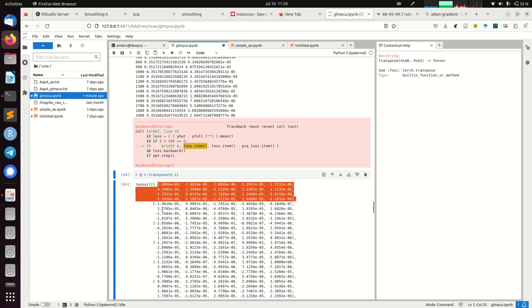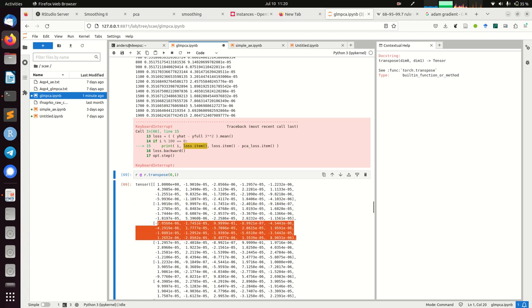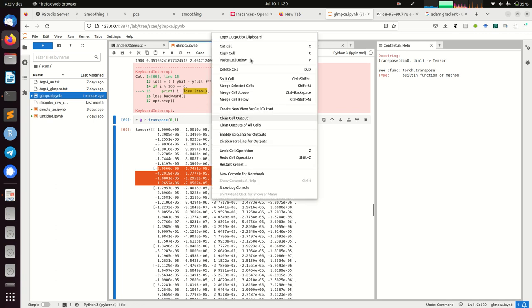Nevertheless, as you can see, you always have nearly one of these. So even though we started with random numbers, we got back to an orthonormal matrix, because simply the solution to the optimization problem is to find an orthonormal matrix. If it weren't orthonormal, then we could improve the loss further by making it orthonormal. So, clear cell output.